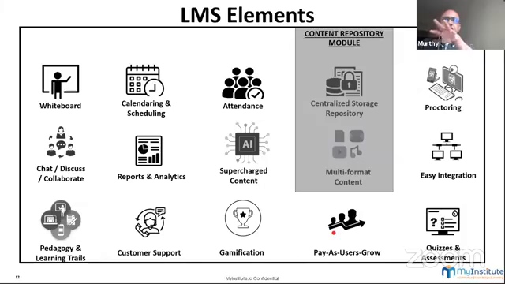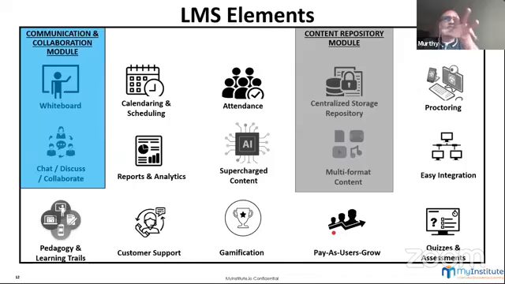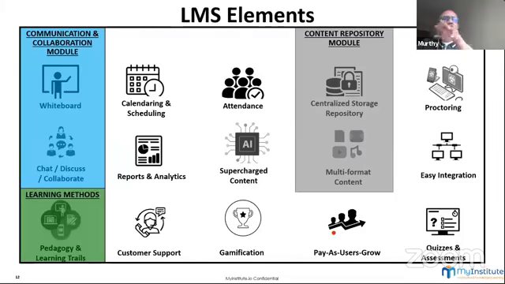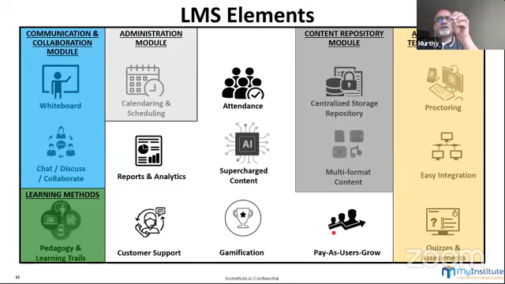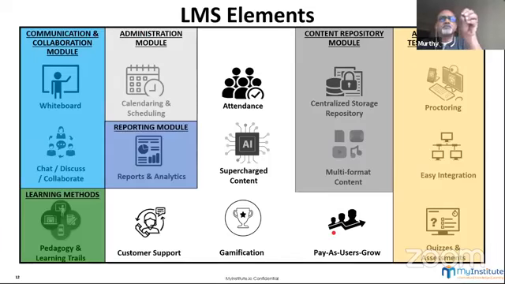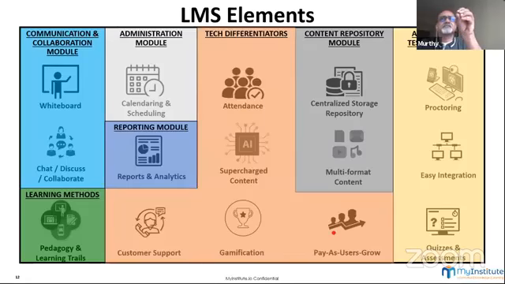So the content repository module is those two, centralized storage repository and multi-format content. The communication and collaboration module, the second module I talked about, is whiteboard and the technology interfaces out there. Then the learning methodology, the assessments, the admin module, the reporting module, and the last, the tech differentiator. Make sure you have all of these components when you choose an LMS. And this is what an LMS is all about.